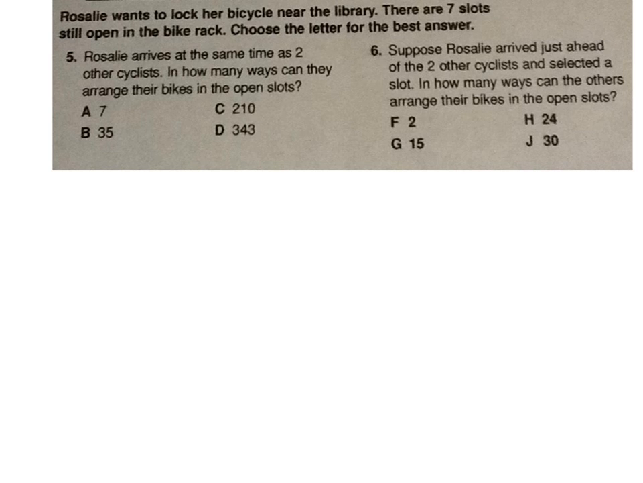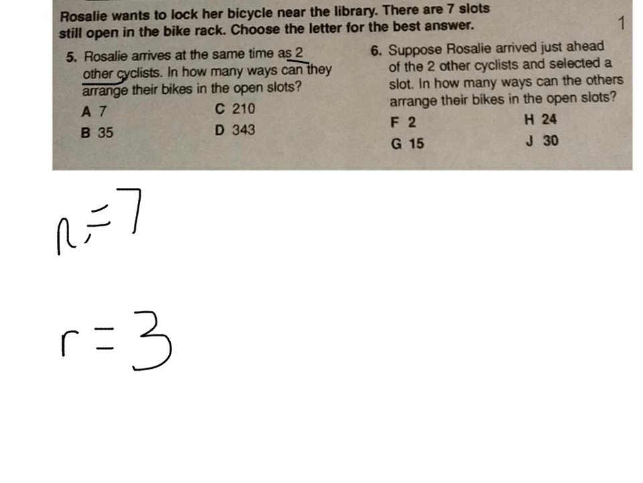Okay, well, how many are we choosing from? There's 7 spots, so we're choosing from 7. And r is the number we're choosing. There's 3 cyclists, so we're choosing 3 slots. Remember, it says 2 other cyclists, which means it's Rosalie and the 2 others. There's 3. So n is 7 and r is 3.